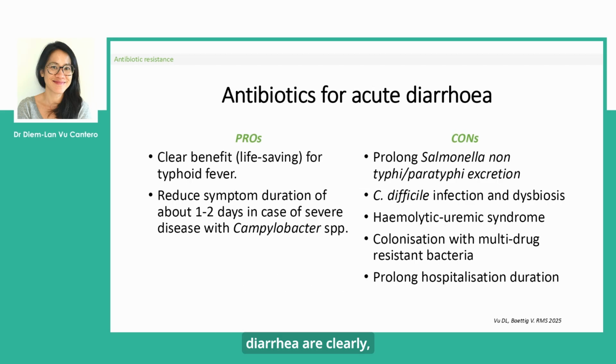Antibiotics for acute diarrhea have a clear benefit in case of typhoid fever, as we have seen. They are life-saving in this condition. They can reduce symptom duration by about 1 to 2 days in case of severe disease with Campylobacter. But they can prolong Salmonella non-typhi excretion. They can induce C. diff infection and dysbiosis. They can induce hemolytic uremic syndrome. They promote colonization with multi-drug resistant bacteria. And one study also identified a prolonged hospitalization duration.